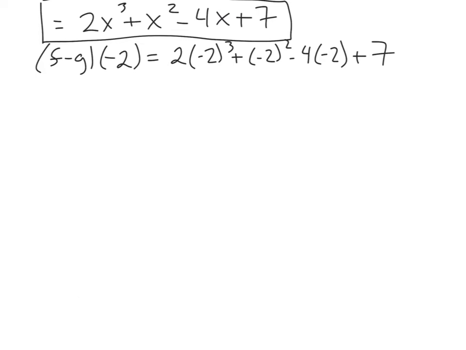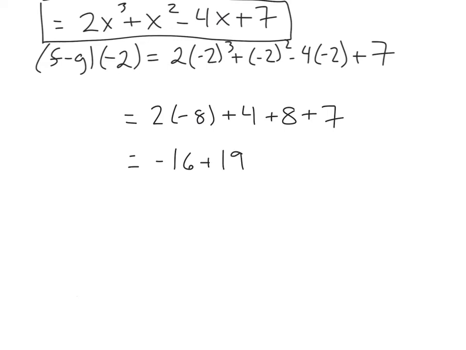So looking at this right here, negative 2 cubed, that's going to give us a negative 8. So I've got 2 times negative 8. And then negative 2 squared, that's a 4. It's positive, so it's plus 4. Negative 4 times negative 2 is an 8. And then, of course, 7. Okay, so simplifying it further, you've got negative 16. And then 8 plus 7 is 15. Plus 4, that's going to be 19. So you should end up with an answer of just 3.